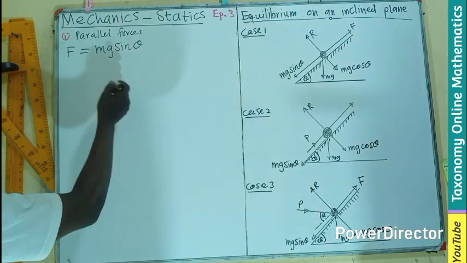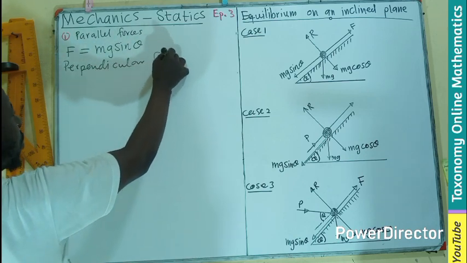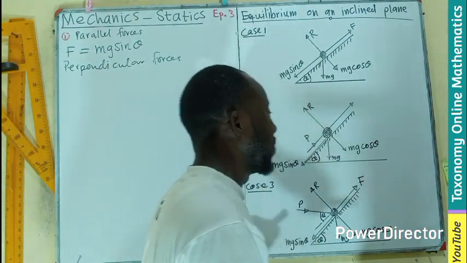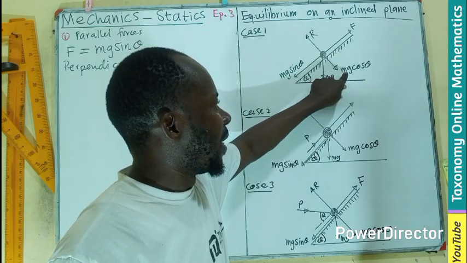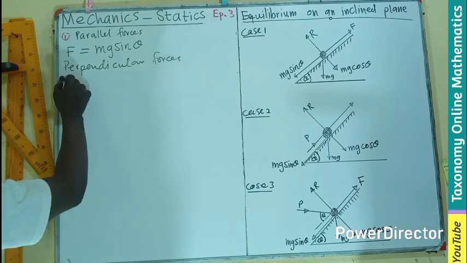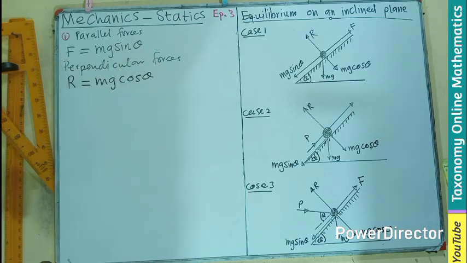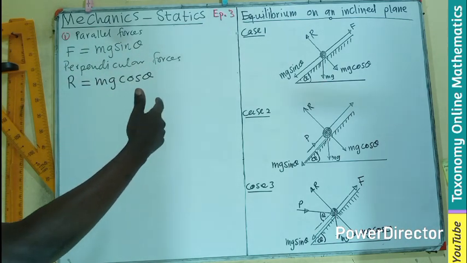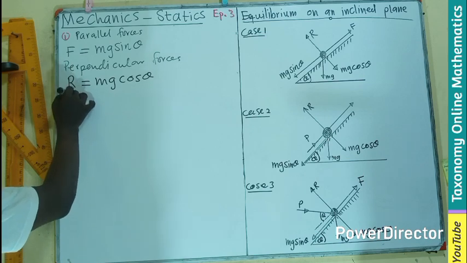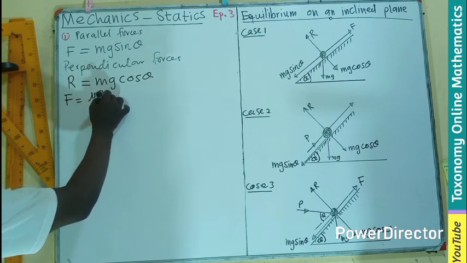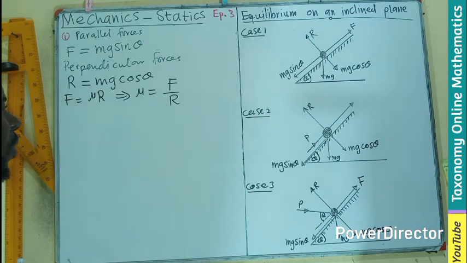Then let's check the vertical. So let's say perpendicular to the surface, right? If perpendicular to the surface, we know that R is perpendicular to the surface, and this is also perpendicular to the surface. So I can say that the normal reaction is equal to mg cos theta. Don't forget the coefficient of friction. It has been given to us from the previous episode, that the friction force is equal to mu times the normal reaction, making your mu equal to the force over the normal reaction. That is for case 1.